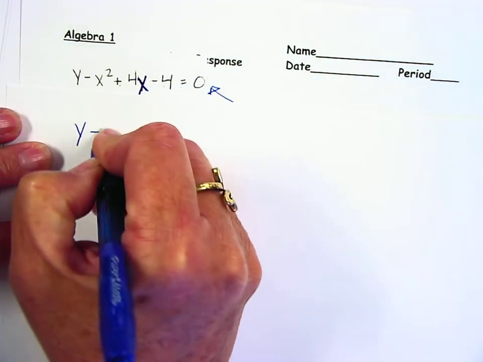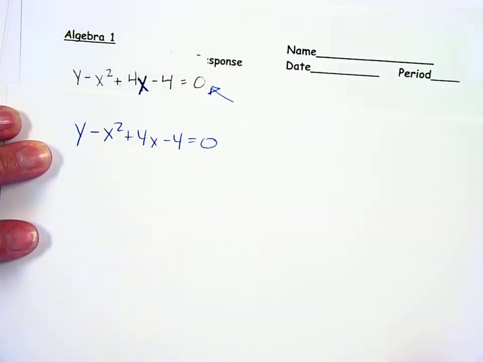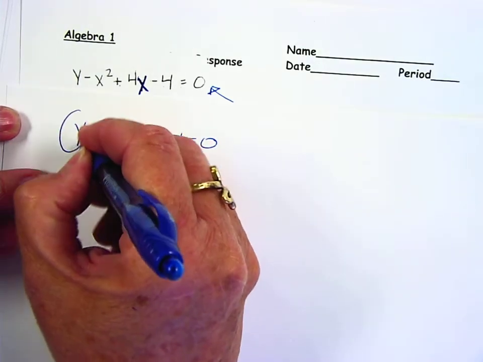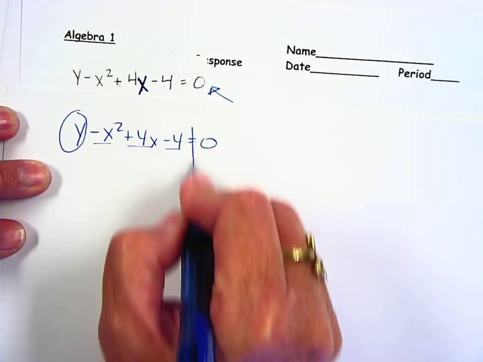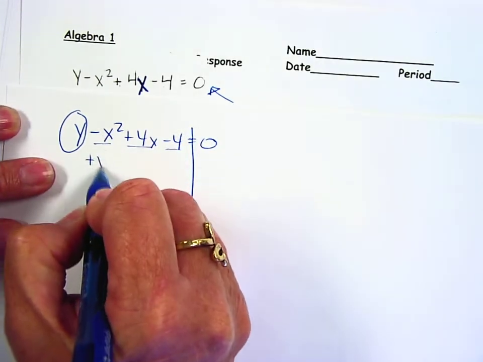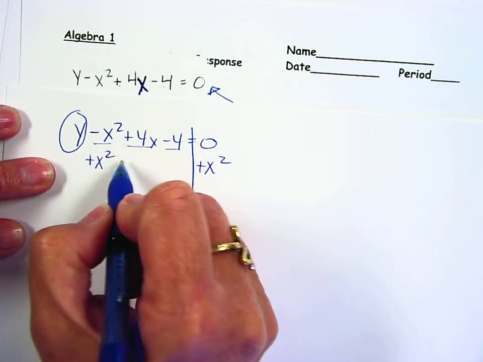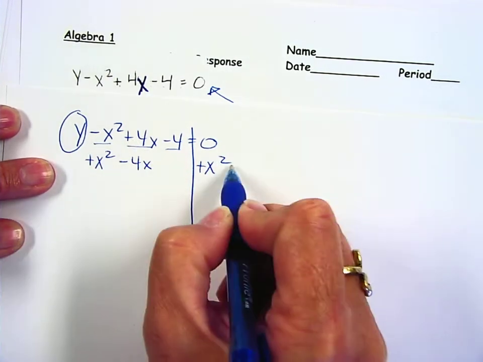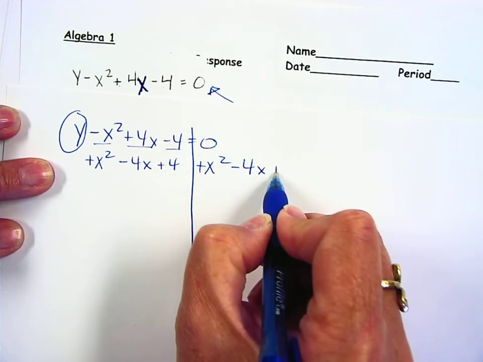So I have y minus x squared plus 4x minus 4 equals 0. If I want to get y alone, that means I have to get rid of this term, and this term. So I'm going to add x squared to both sides. And while I'm at it, I'm going to subtract 4x from both sides. And while I'm at it, I'm going to add 4 to both sides.